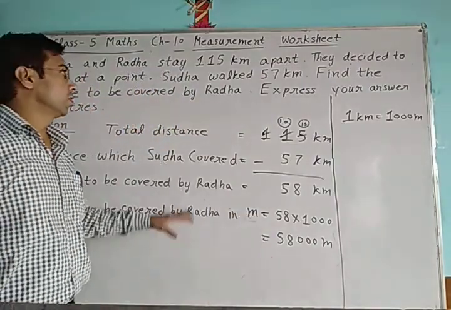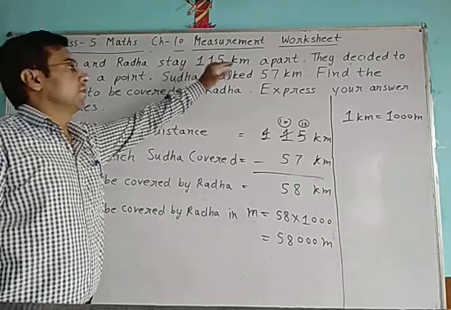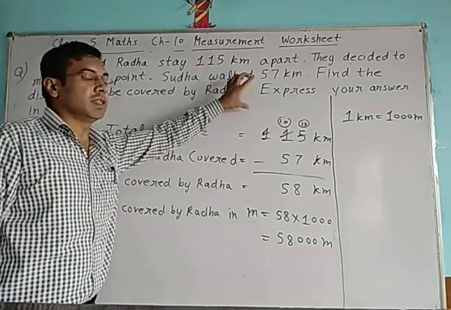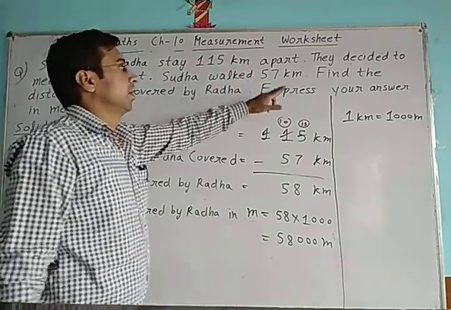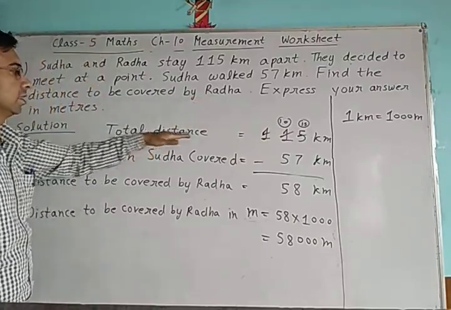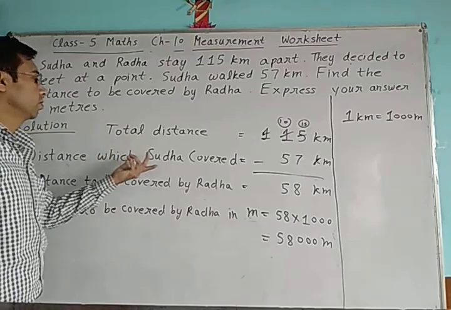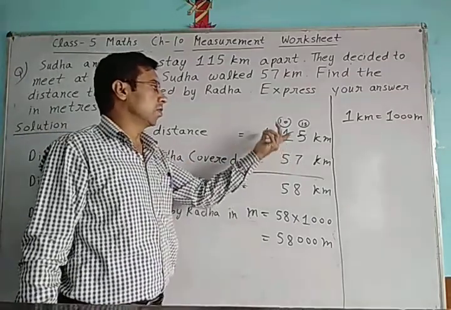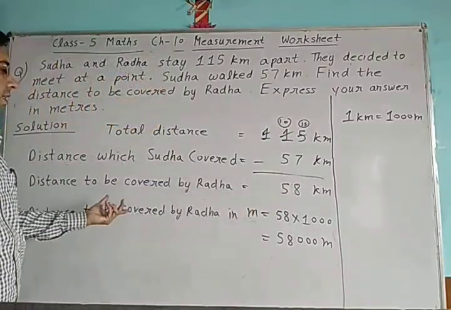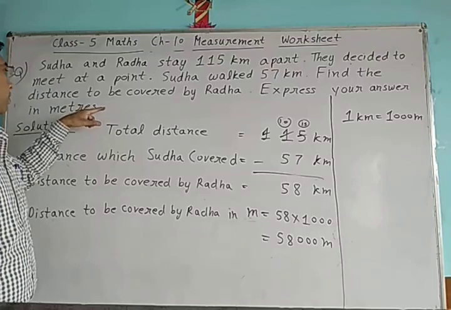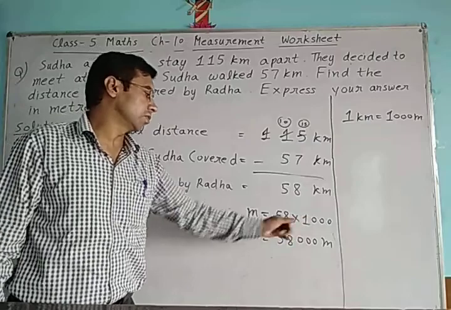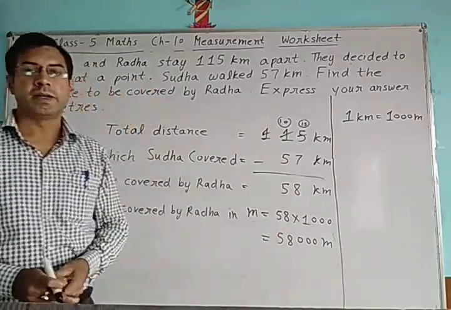I hope you all have understood. Sudha and Radha stay 115 km apart. They decided to meet at a point. Sudha walked 57 km. Find the distance to be covered by Radha. So students, total distance 115 km. Distance which Sudha covered, we subtract from total distance. Difference is 58 km. Now that distance we have to convert into meters. Clear? Distance to be covered by Radha in meters, 58 into 1000, 58,000 meter.